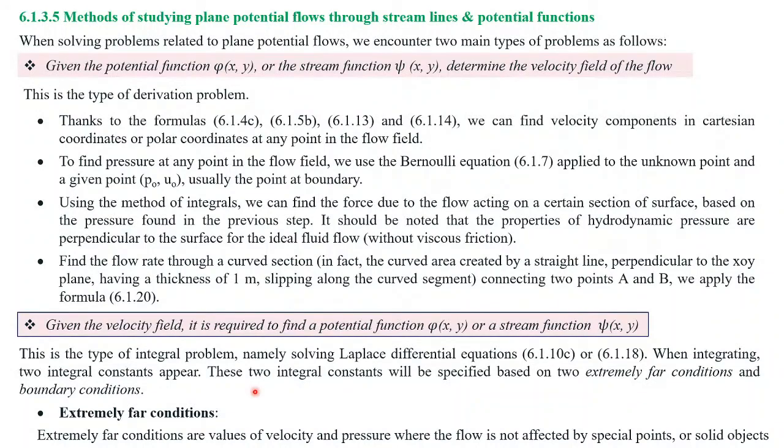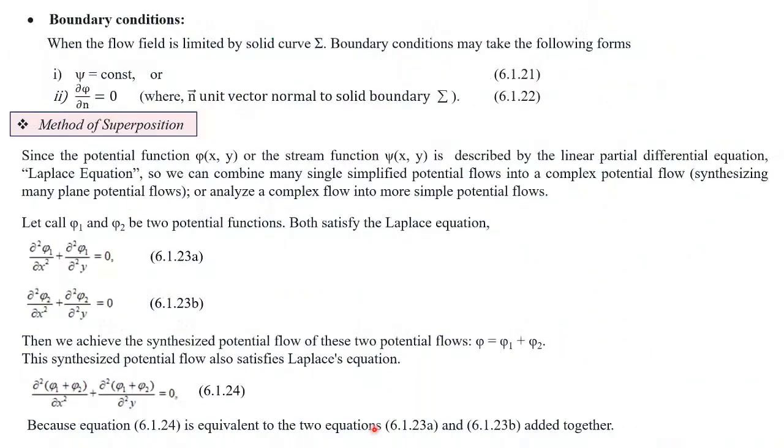The two integral constants will be specified based on the extremely far condition and boundary condition. So we use two kinds of condition: boundary condition, and extremely far condition. That means at a point very far from the region studied, at that point the velocity and the pressure are given. So you apply the condition at that point.